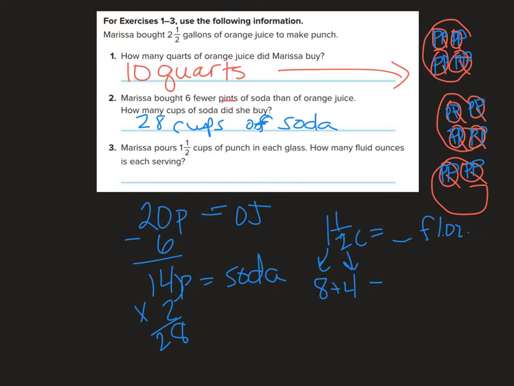So how many fluid ounces is each serving? 8 plus 4, or 12 fluid ounces. 12 fluid ounces is each serving, right? Because we have 1 cup, which is worth 8 ounces, and half a cup worth 4 ounces. So I have to add them together to figure out how much 1.5 cups would be worth.